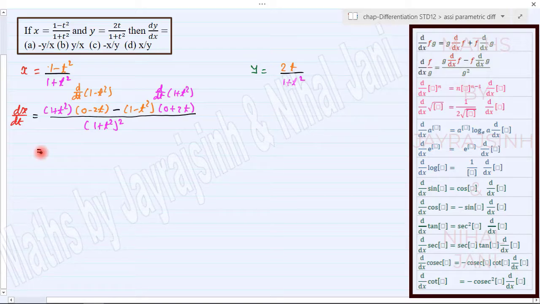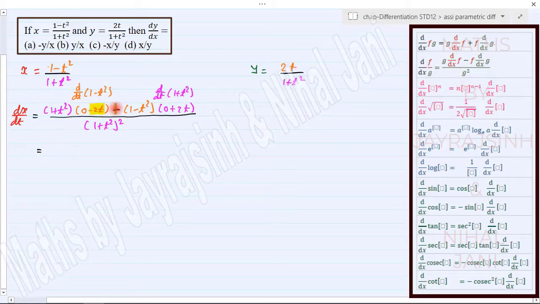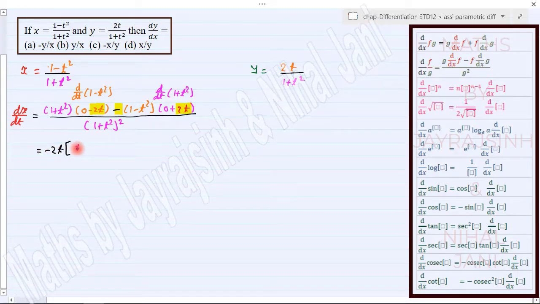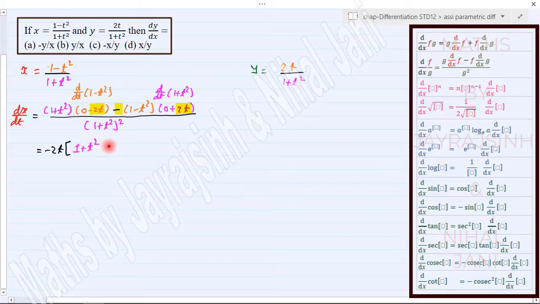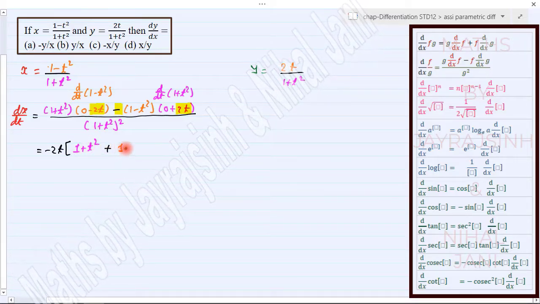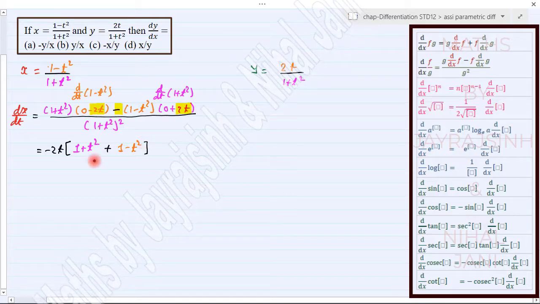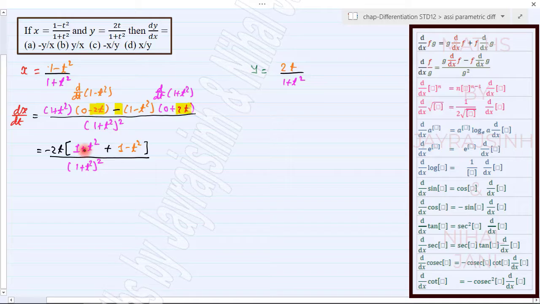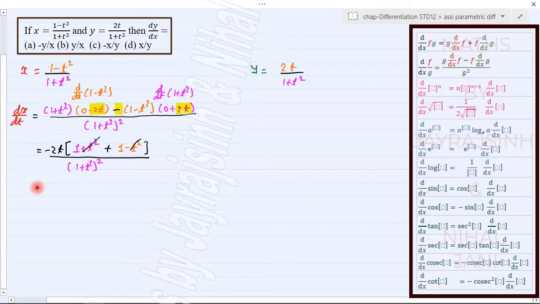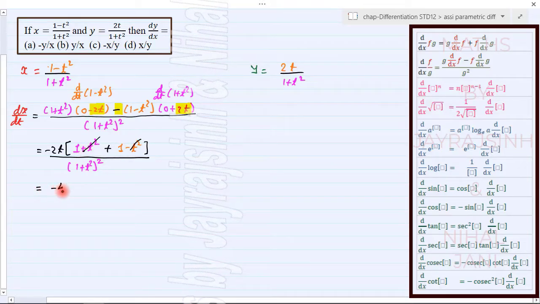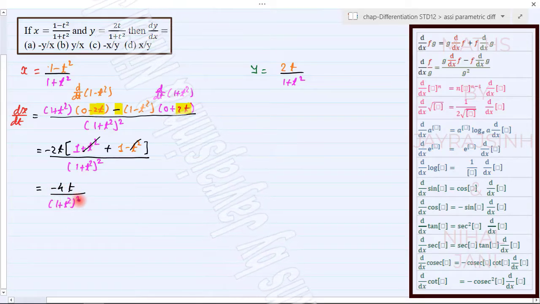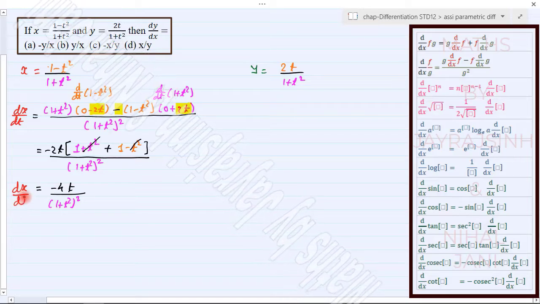Now for simplification we can take minus 2t common from both terms. So from the first term, the remaining term is 1 plus t square, plus from the second term 1 minus t square, whole divided by (1 plus t square) the whole square will be as it is. So here t square will cancel out and we will get minus 4t upon (1 plus t square) the whole square as your dx by dt.